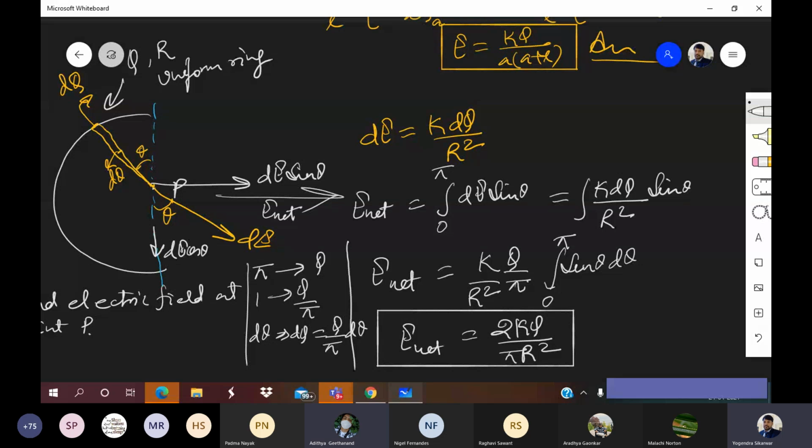Please note, everyone. So what happens to dE cos theta? You integrate it, you will find that its value comes out to be 0.